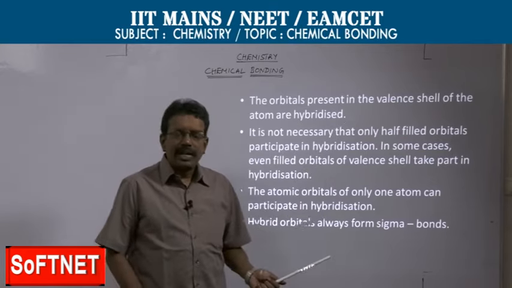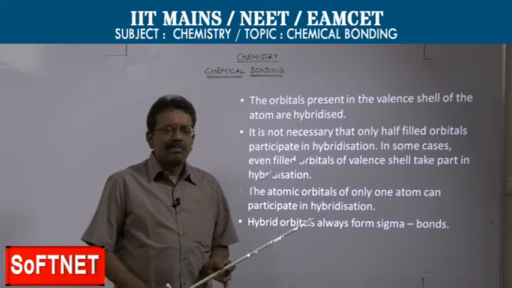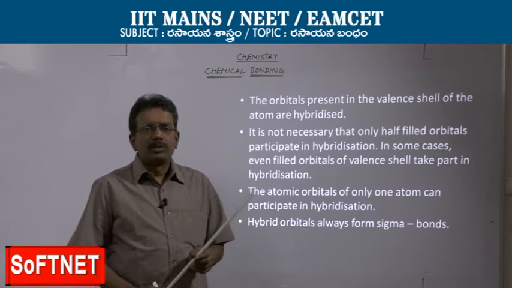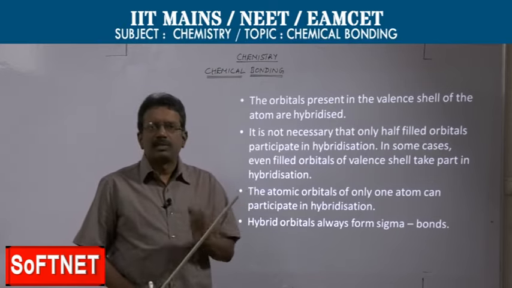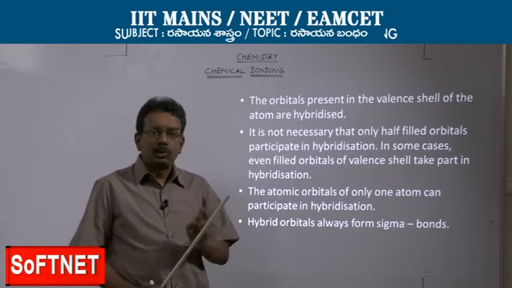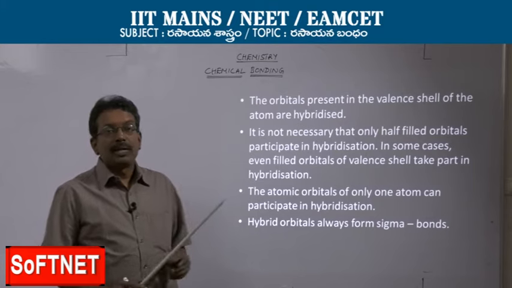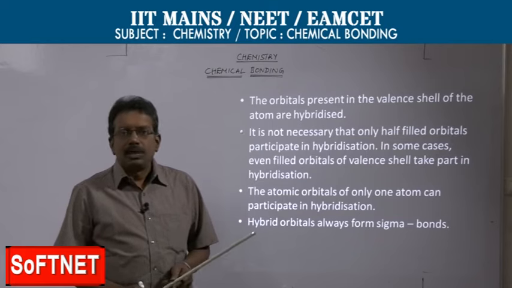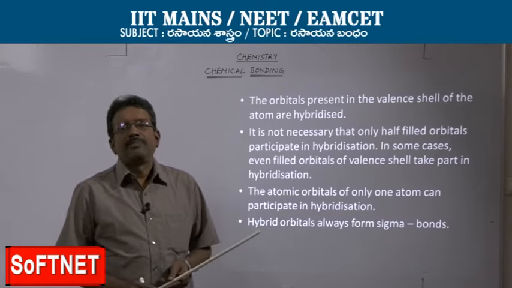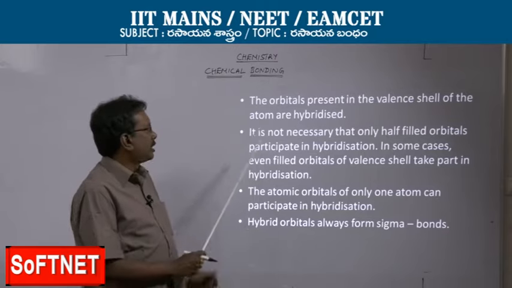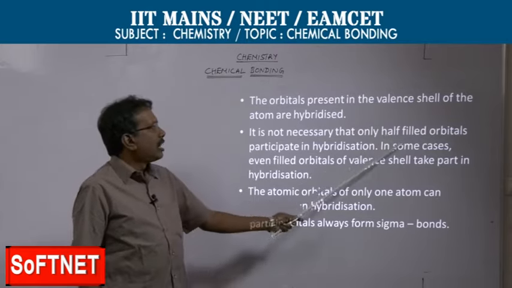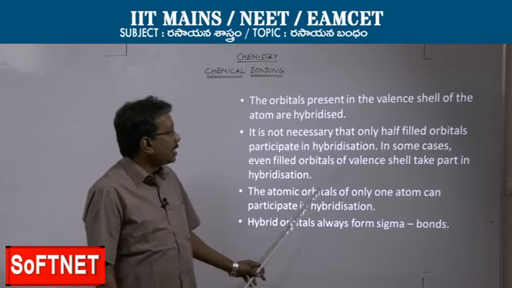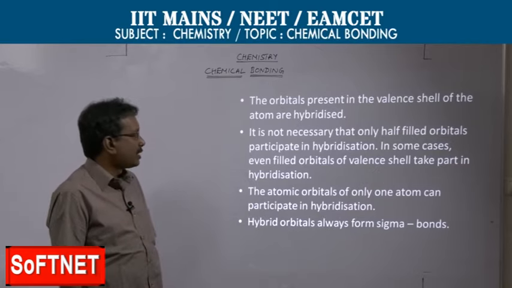ఇంకో ముఖ్యమైన విషయం ఏంటంటే ఇక్కడ మనకి ఆ ఎలక్ట్రానిక్ కాన్ఫిగరేషన్ కనుక మనం చూసినట్లయితే వ్యాలెన్సీ షెల్లో మనకి హాఫ్ ఫీల్డ్ ఆర్బిటాల్స్ ఉంటాయి. అంటే సపోజ్ ఎస్ ఆర్బిటాల్ కనుక మనం తీసుకున్నట్లయితే ఒక ఎలక్ట్రాన్ ఉండొచ్చు. అదే కొన్ని సందర్భాల్లో ఎస్ ఆర్బిటాల్లో 2 ఎలక్ట్రాన్స్ ఉంటాయి. అప్పుడు ఎటువంటి ఆర్బిటాల్స్ మనకి హైబ్రిడైజేషన్లో ఇన్వాల్వ్ అవుతాయి అంటే హాఫ్ ఫీల్డ్ ఆర్బిటాల్స్తో పాటు కంప్లీట్లీ ఫిల్ అయినటువంటి ఆర్బిటాల్స్ కూడా ఒక్కోసారి పార్టిసిపేషన్ అవుతూ ఉంటాయి హైబ్రిడైజేషన్లో. అందుకనే it is not necessary that only half filled orbitals participate in hybridization. In some cases, even filled orbitals of valency shell take part in hybridization.